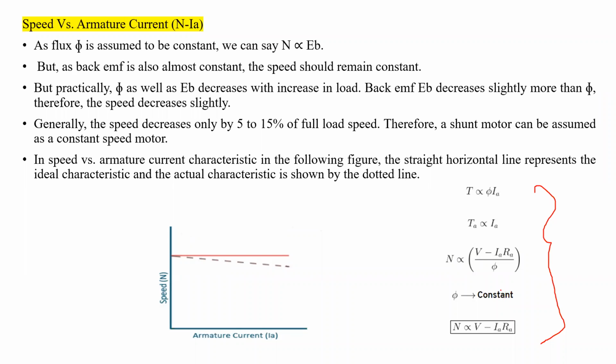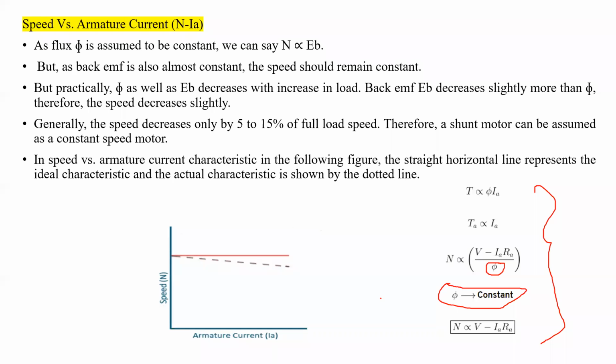Here, in a shunt motor, the field current is constant. Field current is constant means flux is also constant. If this parameter is constant, then what is the relation between the speed and the armature current? Is it proportional or not? Is it right or not?